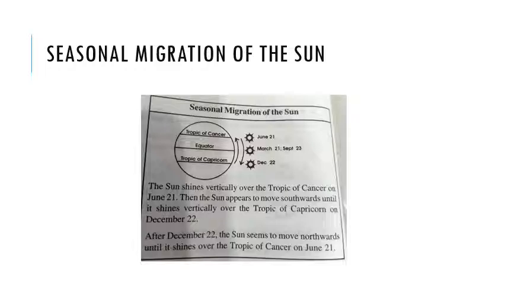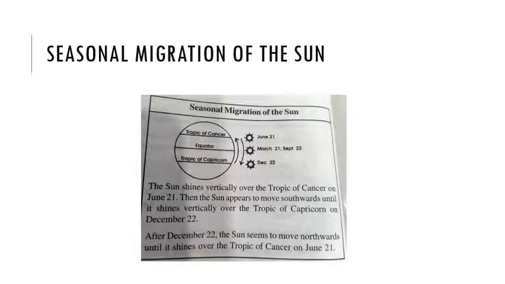The Earth revolves on its orbit around the Sun in 365 and 1/4 days. The Earth is inclined on its axis at an angle of 23.5 degrees. Because of the revolution of the Earth and also because of the inclined axis, the relative position of the Earth with respect to the Sun changes.